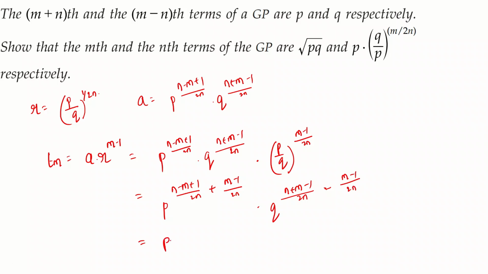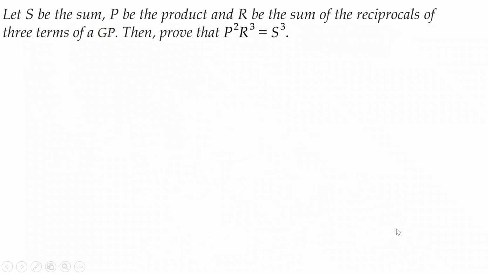So this gives me p to the power of, minus m plus m cancel out, minus 1 plus 1 cancel out, so this gives me n by 2n, into q to the power of, m and m cancel out, minus 1 cancel out, I get n by 2n. So I get p to the power of half times q to the power of half, which is actually root over p times root over q.